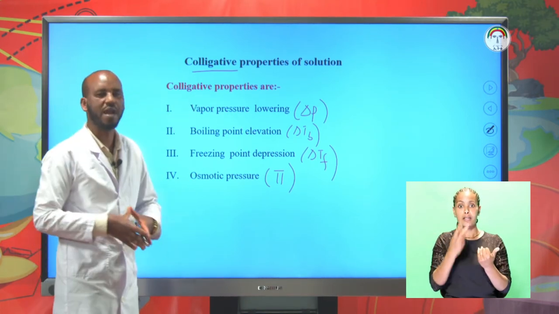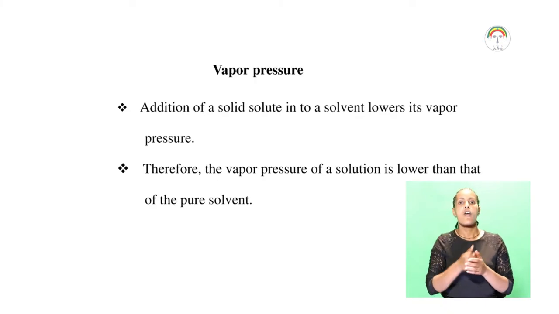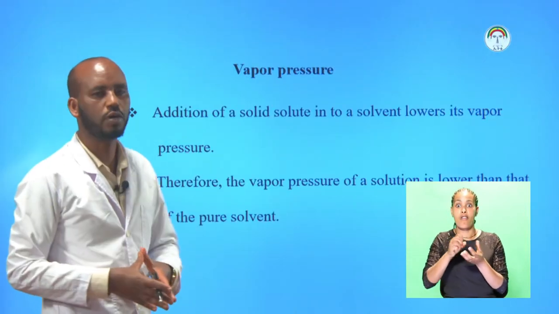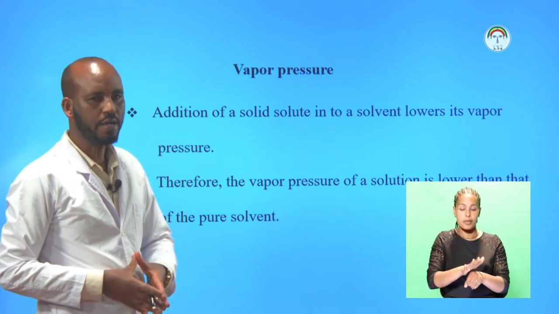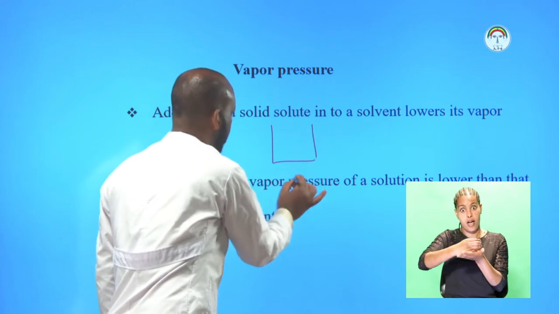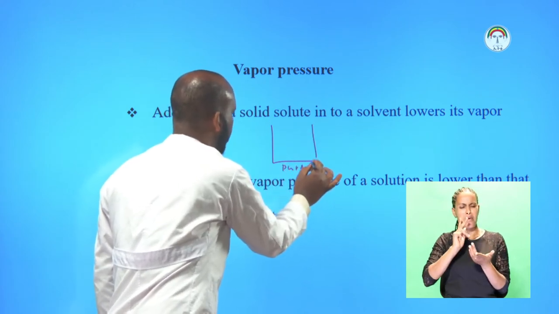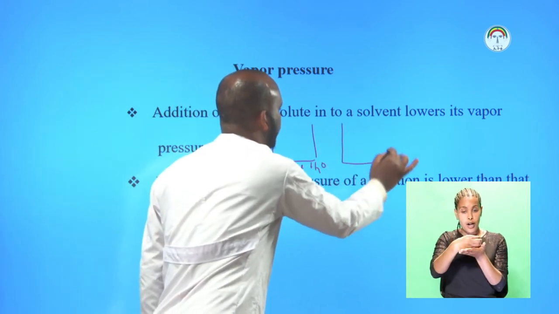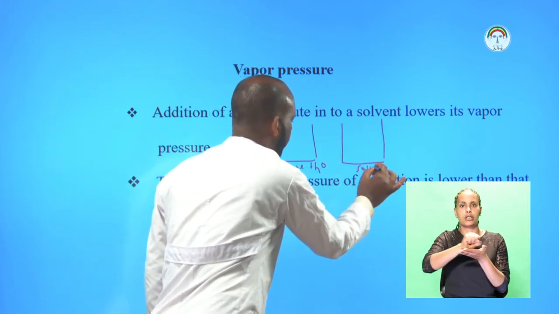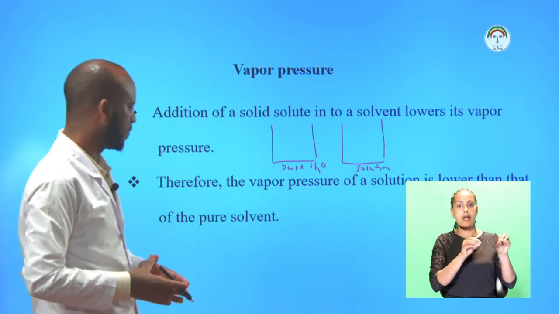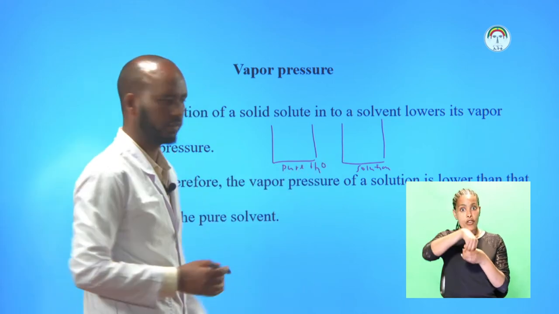Let us see each one by one. Vapor pressure. Addition of a solid solute into a solvent lowers its vapor pressure. Why? Because, look, this is a beaker containing pure water. This is a beaker containing solution. Non-volatile solid solute is dissolved in water.